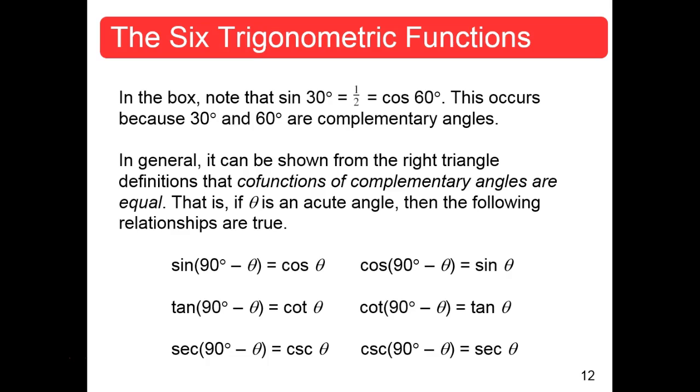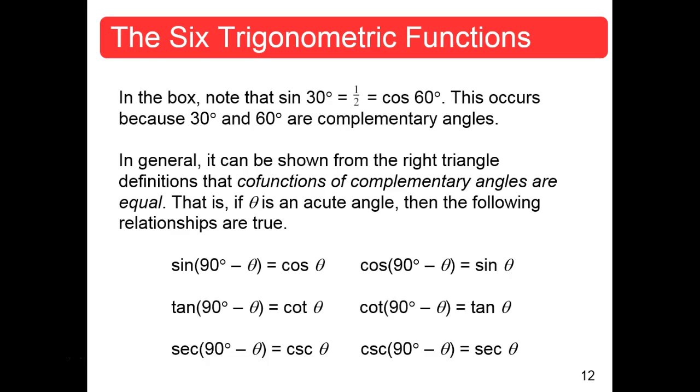In that box, note the same thing I was just doing. The sine of 30 degrees, 1/2, is the same as the cosine of 60. That occurs because 30 and 60 are complementary angles to each other, so the sine of an angle is the same as the cosine of the complementary angle. And in general, it can be shown from a right triangle definition: the cofunctions of complementary angles are always equal. That's the shorthand way of saying it.